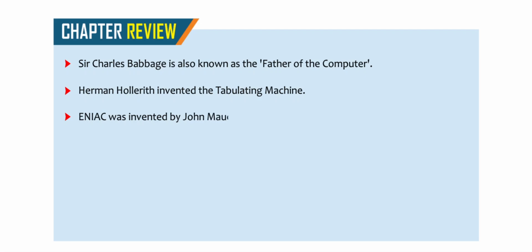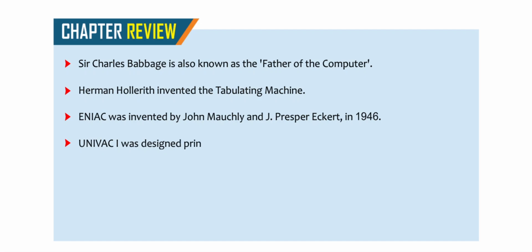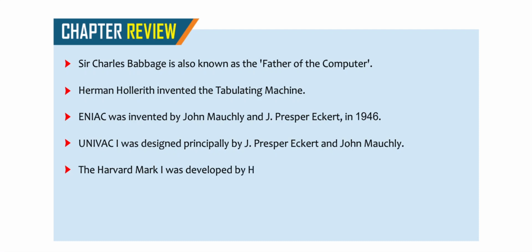ENIAC was invented by John Mauchly and J. Presper Eckert in 1946. UNIVAC 1 was designed principally by J. Presper Eckert and John Mauchly. The Howard Mark I was developed by Howard Aiken and built by IBM in 1944.